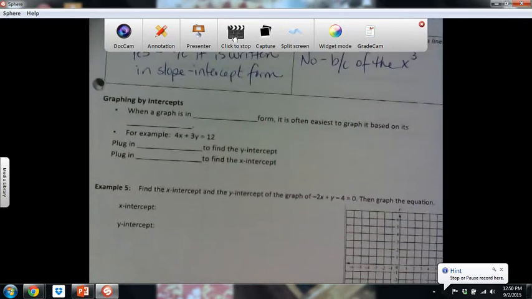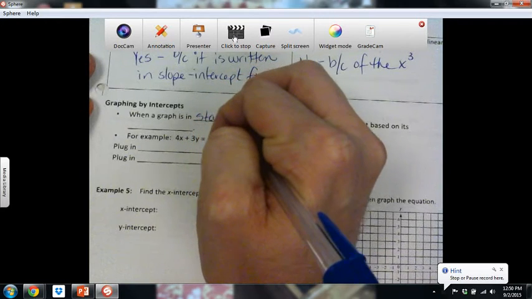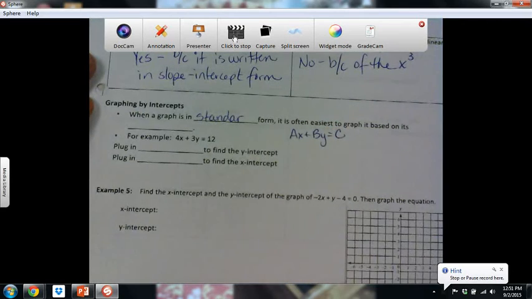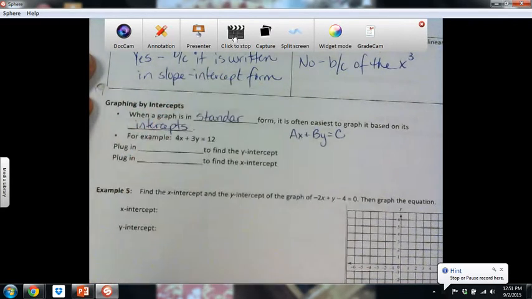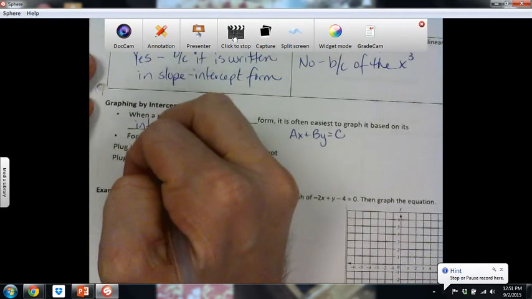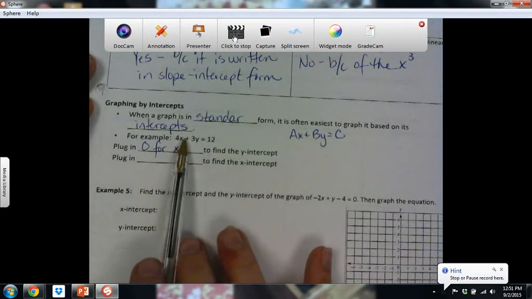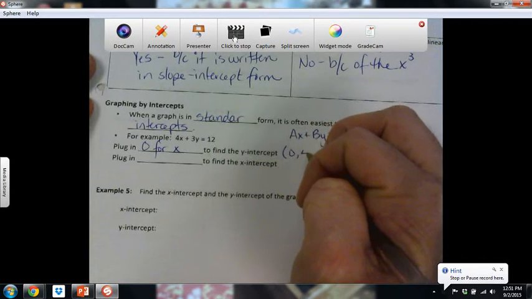Now, part of what we're going to do for graphing linear equations is graphing by the intercepts. There's certainly an x and a y-intercept on a linear function. But when a graph is in standard form, which is the format we were talking about above, ax plus by equals c, it's often easiest to graph it based off its intercepts, because when we talk about intercepts, we are simply plugging in 0. So plug in 0 for x to find the y-intercept. If I plug in 0 for x, I get this whole term to go away, and I get 3y equals 12. Then I'm going to get the ordered pair 0, 4.